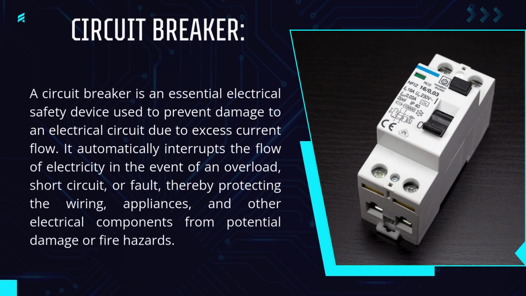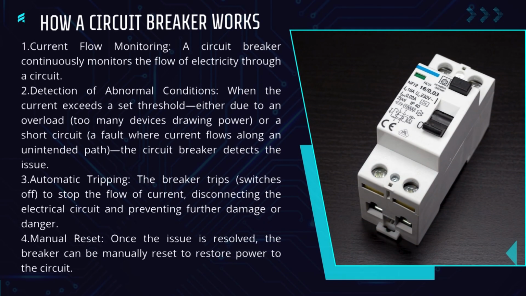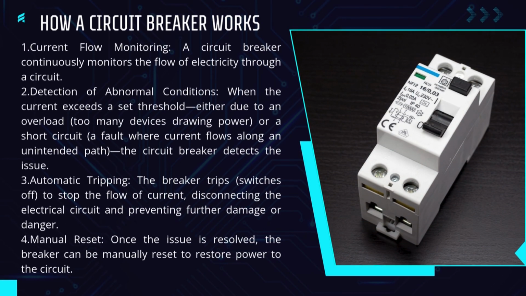A circuit breaker is an essential electrical safety device used to prevent damage to an electrical circuit due to excess current flow. It automatically interrupts the flow of electricity in the event of an overload, short circuit, or fault, thereby protecting the wiring, appliances, and other electrical components from potential damage or fire hazards. A circuit breaker continuously monitors the flow of electricity through a circuit. When the current exceeds a set threshold, either due to an overload or a short circuit, where current flows along an unintended path, the circuit breaker detects the issue.